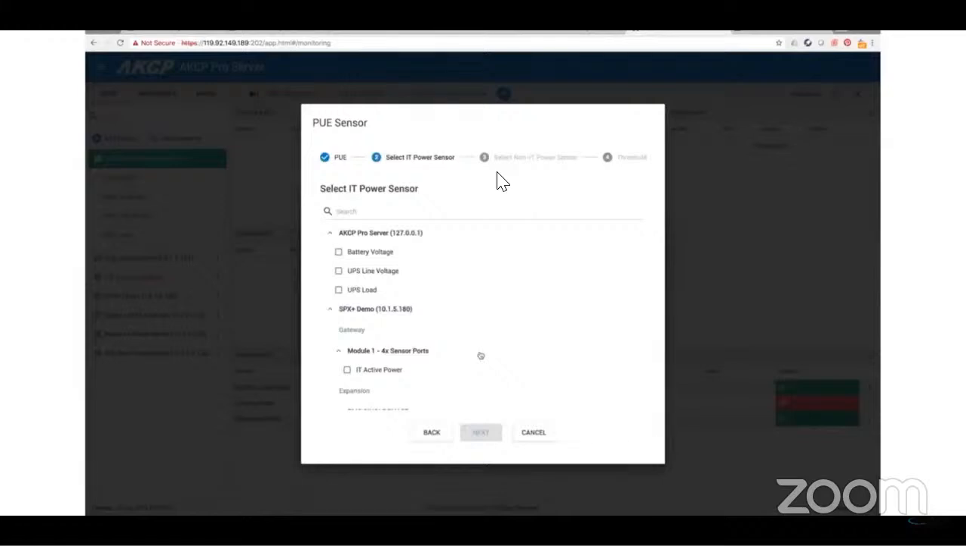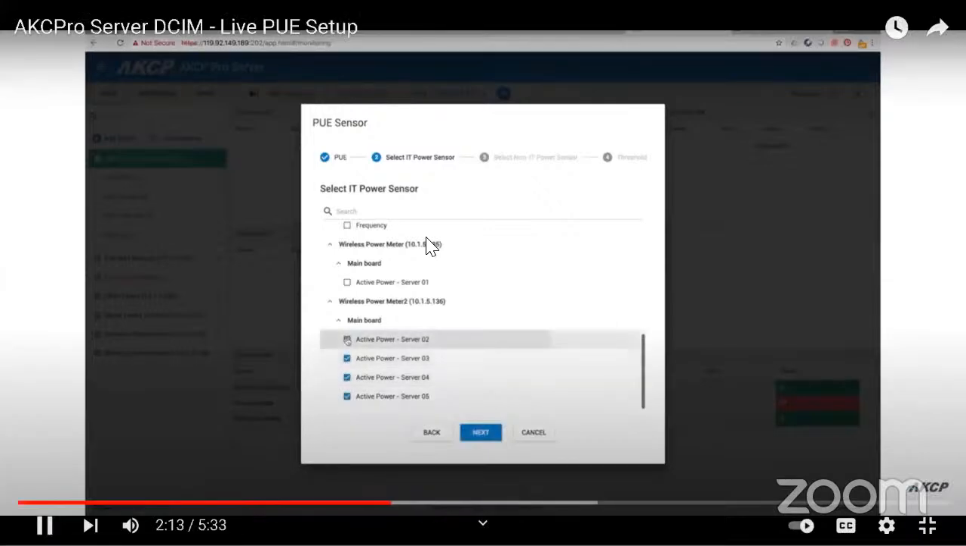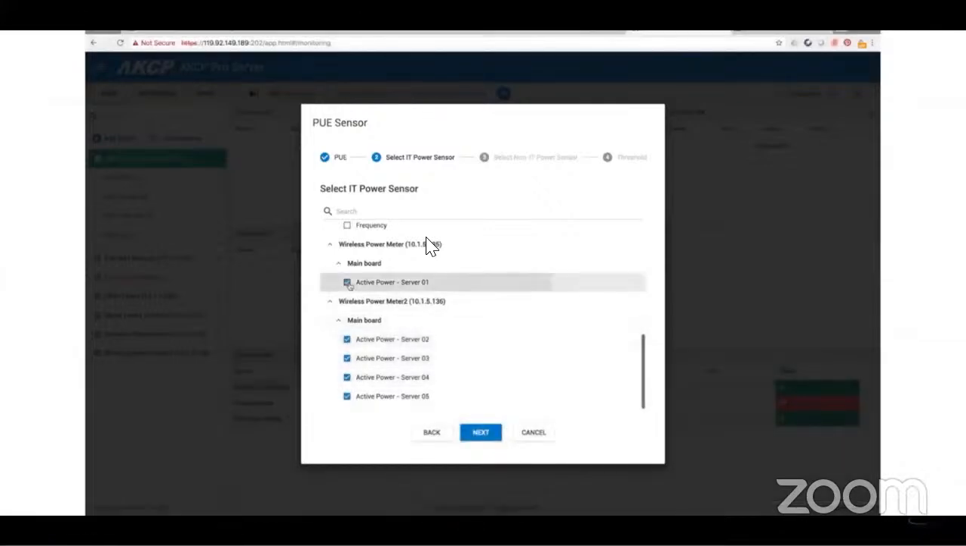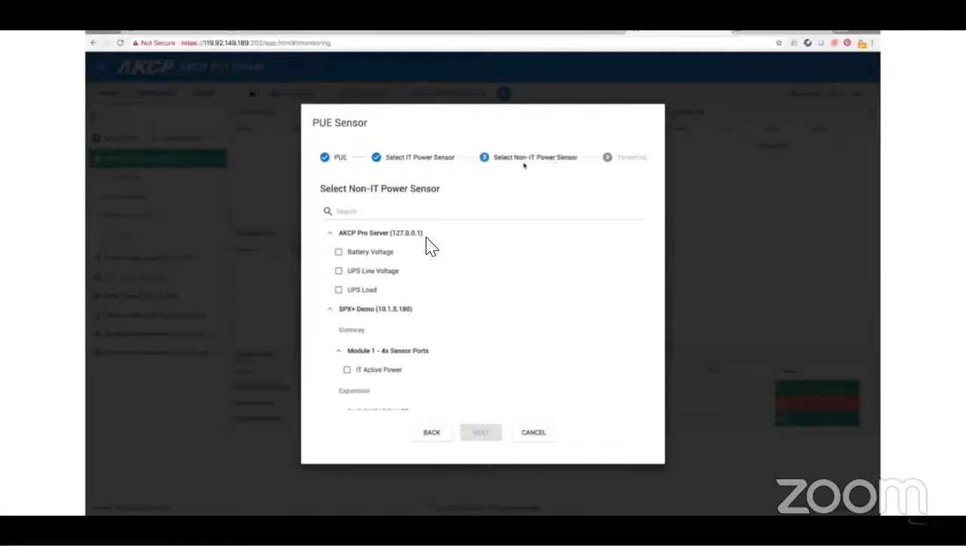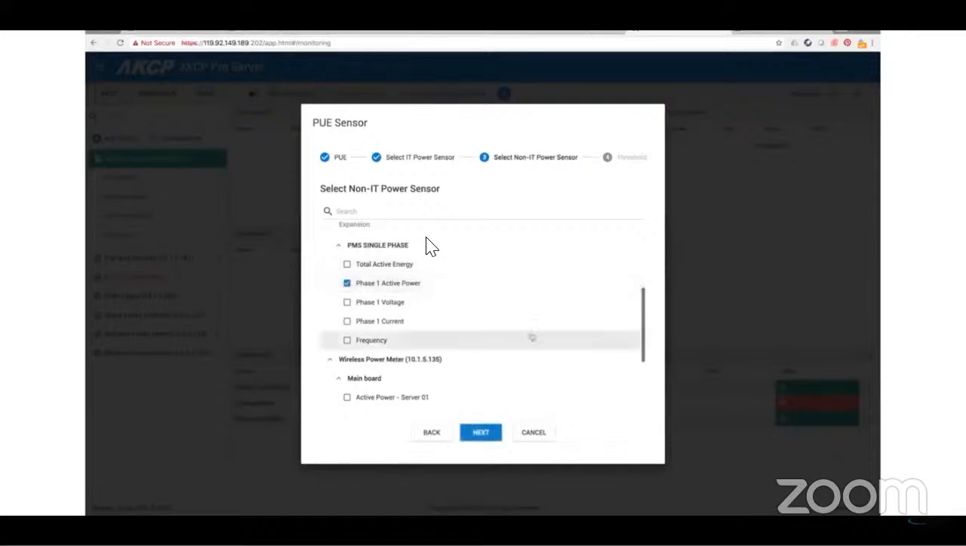And now we need to select our IT power sensors. So I've got several sensors here, which are our active power for our IT load. So this is the active power for server 1, 2, 3, 4, and 5. And now we need to select our non-IT power. So that's going to be our total active energy, phase 1 active power.